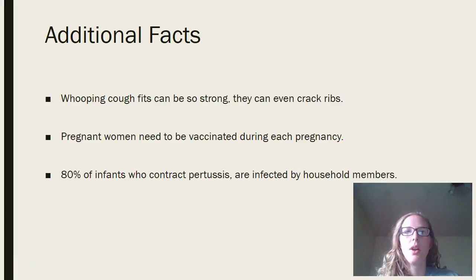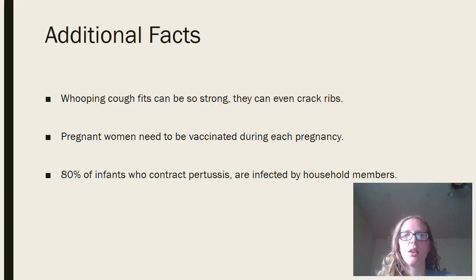So here are a few additional facts about pertussis. The first one is sometimes the coughing fits can be so extreme with pertussis that they can actually crack ribs. Also, as we heard before about vaccinations, it's important with pregnant women, but did you know that they need to be vaccinated during each pregnancy, as those antibodies will help each of the babies as they're growing?